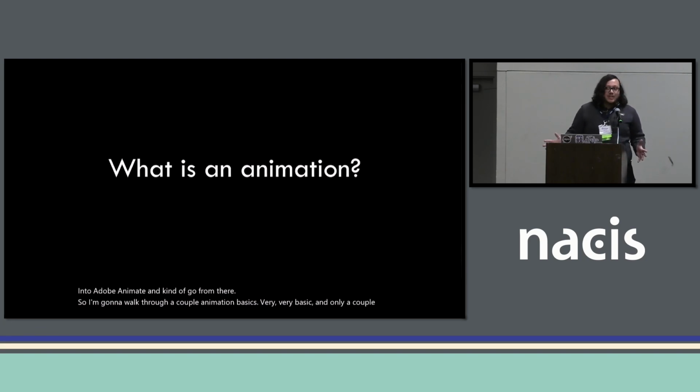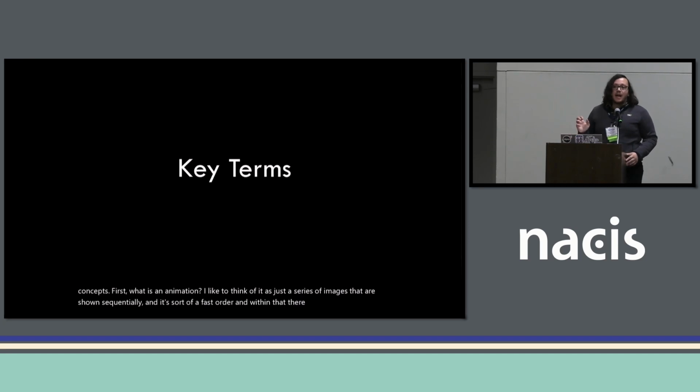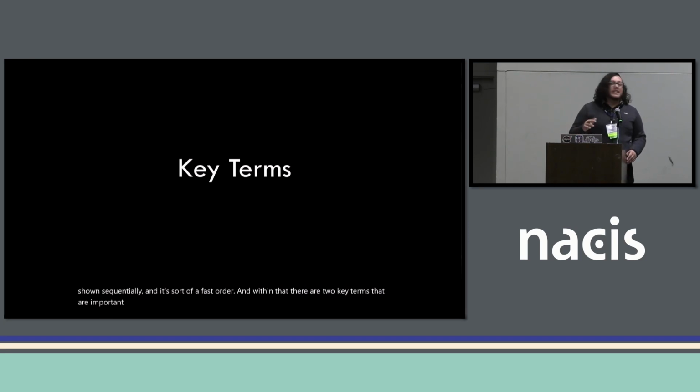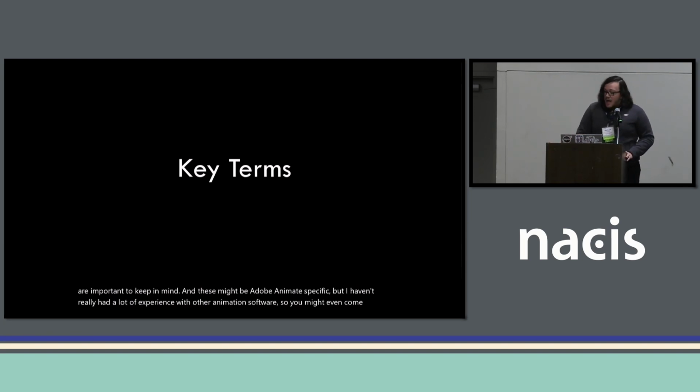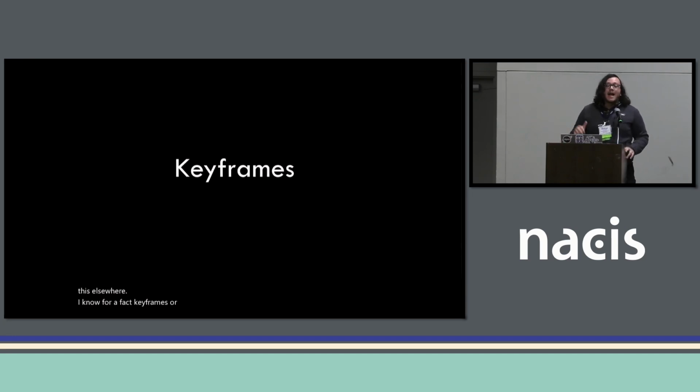First, what is an animation? I like to think of it as just a series of images that are shown sequentially in sort of a fast order. And within that, there are two key terms that are important to keep in mind. And these might be Adobe Animate specific, but I haven't really had a lot of experience with other animation software, so you might come across this elsewhere. I know for a fact keyframes are not. So the first is keyframes, and I like to think of these as checkpoints for your animation.